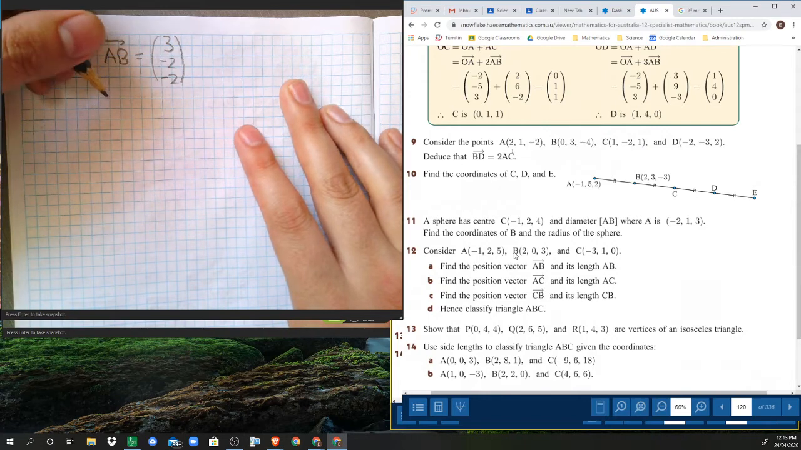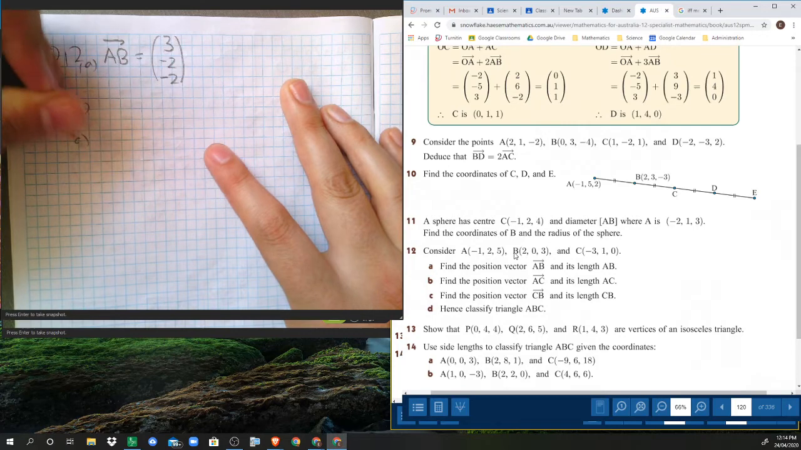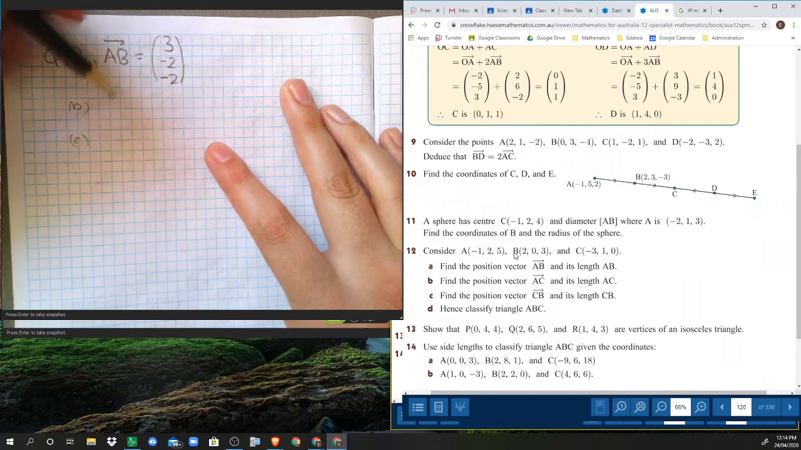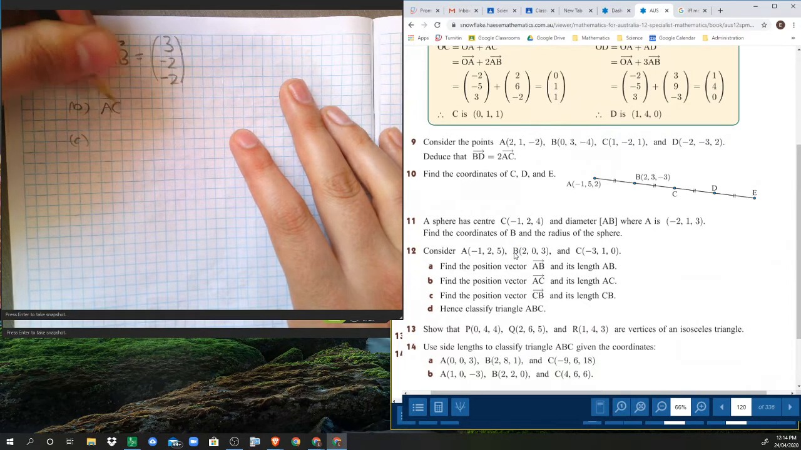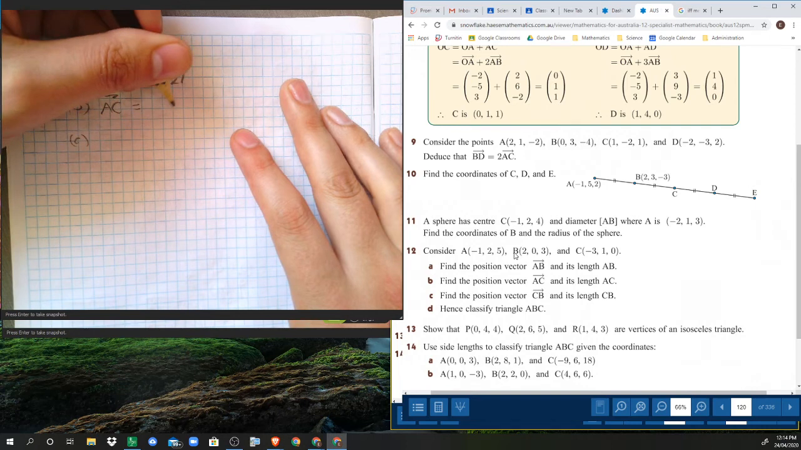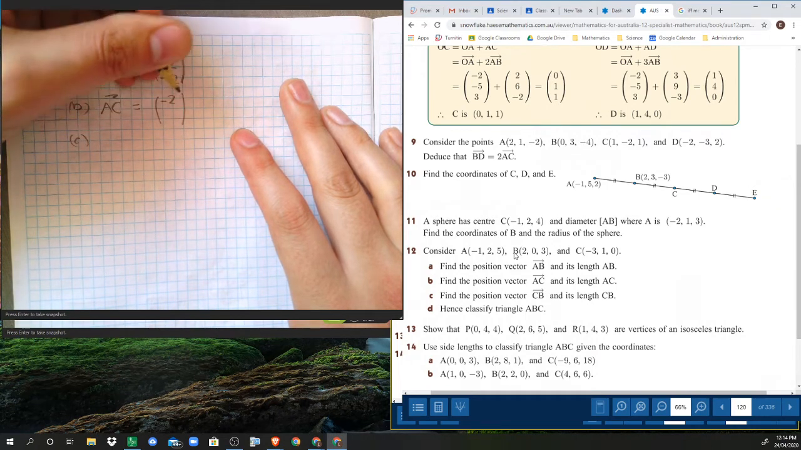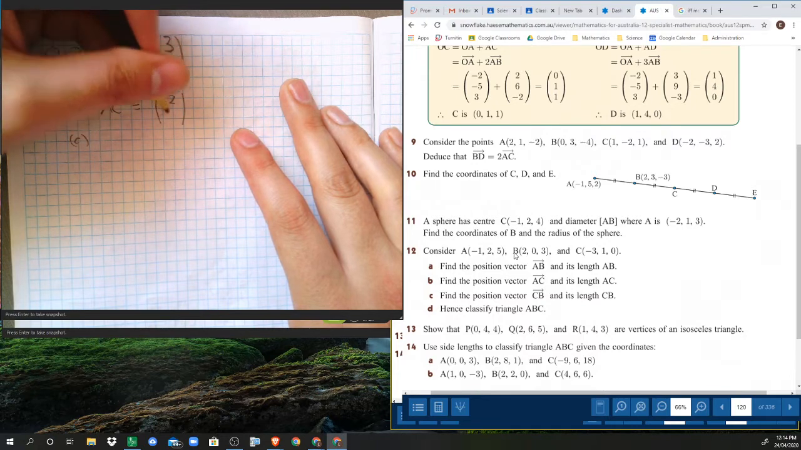I'm just going to get all the position vectors first. So that's A, B, and C. I'll just do the distances in a minute. Okay, AC. I go from -1 to -3, that's -2. 2 to 1 is -1, and 5 to 0 is -5.